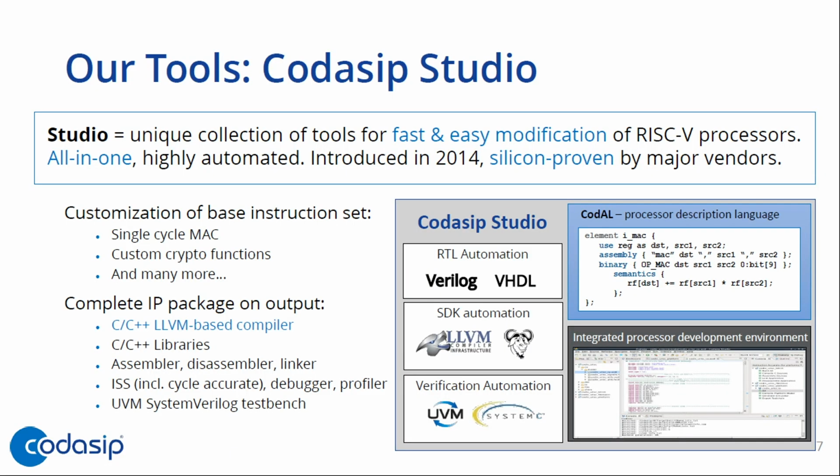And then we have a bunch of generators. So I mentioned the RTL or VM generation. In the case of RTL, we have a backend for Verilog, SystemVerilog, and VHDL. In the case of SDK, we have an LLVM-based compiler or toolchain. In the case of verification, we generate a UVM-based test bench or verification environment, including tests. You can use SystemC simulators that are also generated by Studio in your SystemC environment. So you can then have a virtual prototype using the ISS that is generated out of Studio.